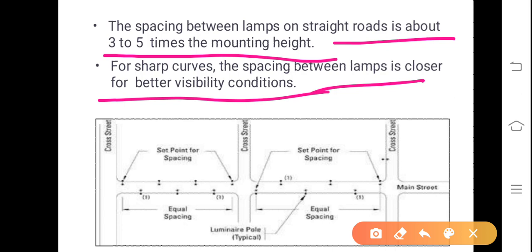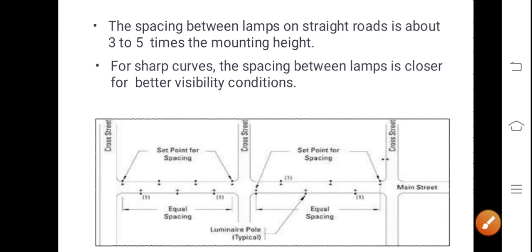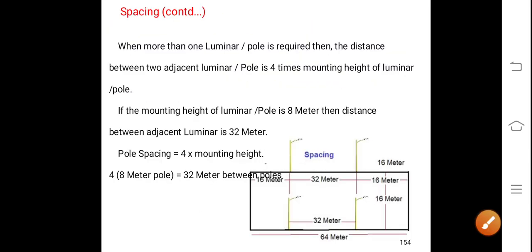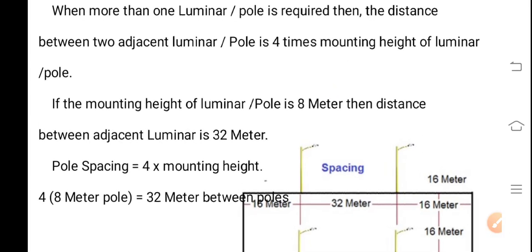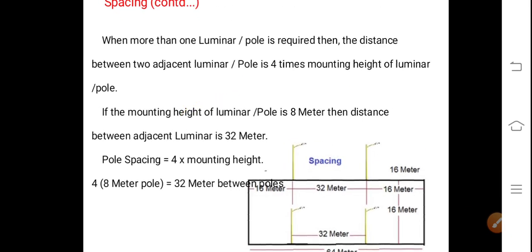That part, the arrangement of lights on roads, you can see at the intersection and on the straight stretch, how the lighting poles are staggered. You can see from this figure and understand in a better way. Now we'll continue with the spacing of lights.